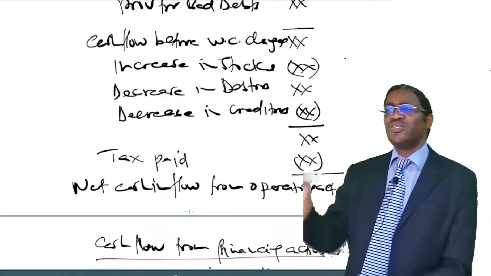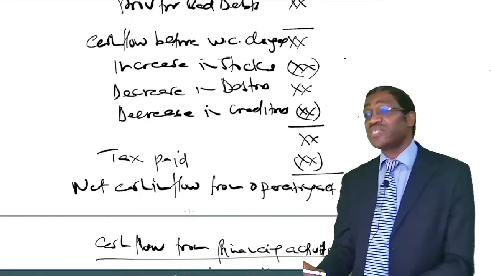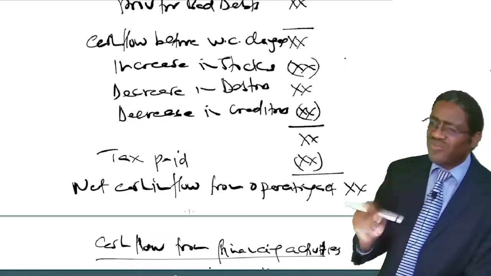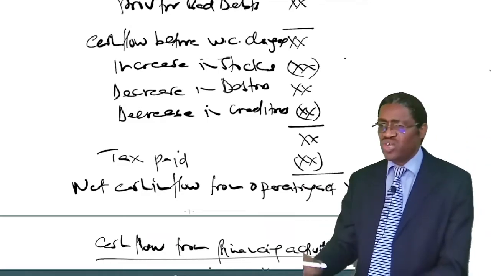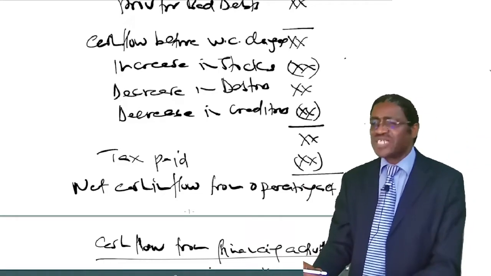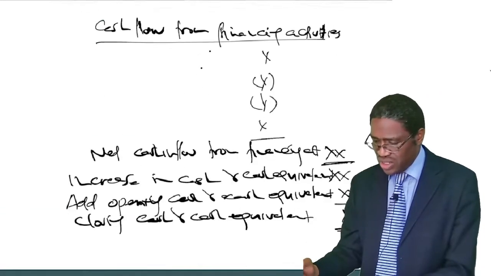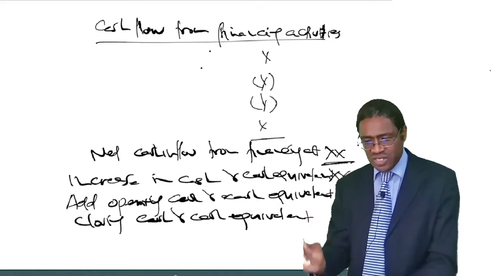Then you minus what we are calling the tax paid. Once you minus tax paid, whatever answer you get, you push it to the extreme, and that becomes the net cash inflow from operating activities.